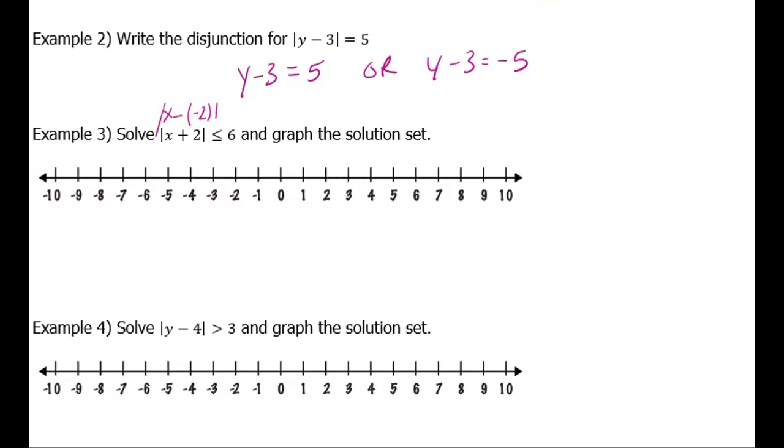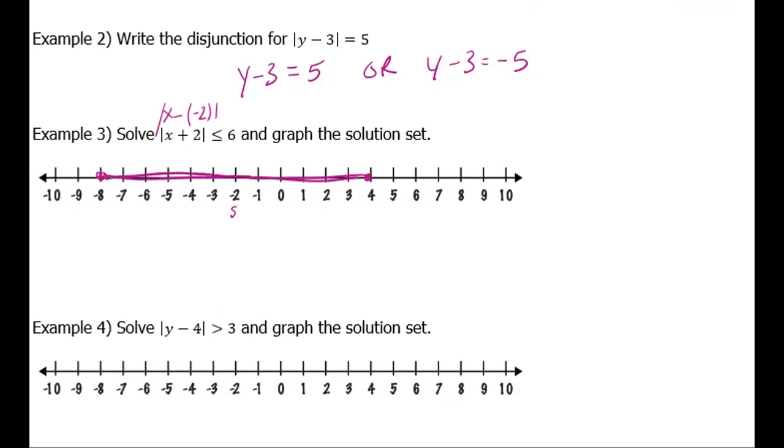So to graph it, I could start right here and I could say 6 away on this side. 1, 2, 3, 4, 5, 6 is right here. It could be equal to it or anything less. And then 6 on the other side, 1, 2, 3, 4, 5, 6, it can be equal to that or anything less.